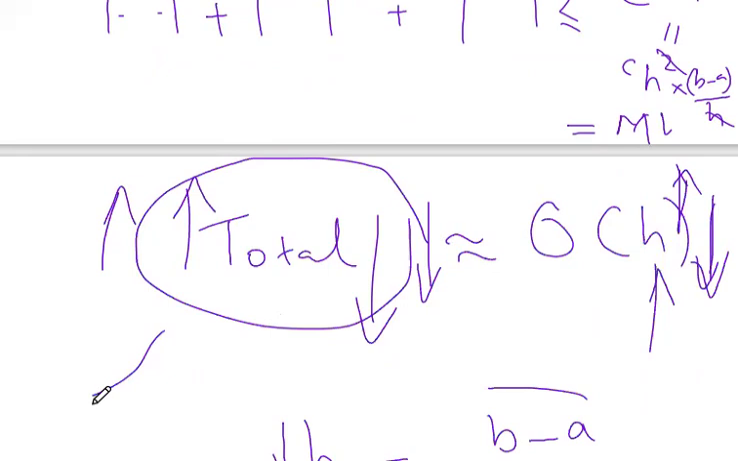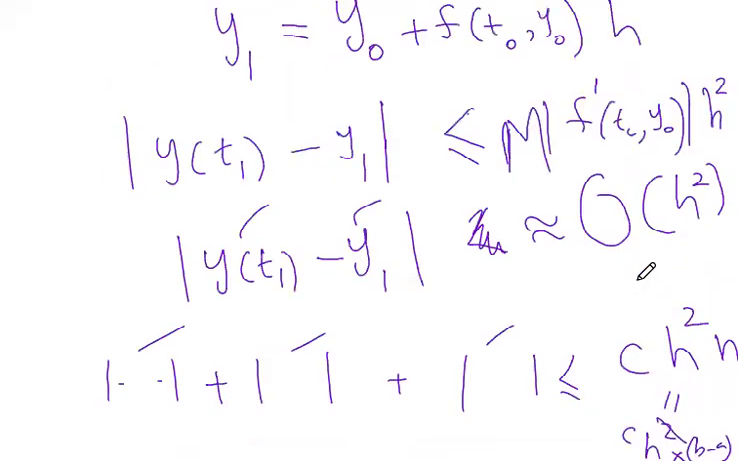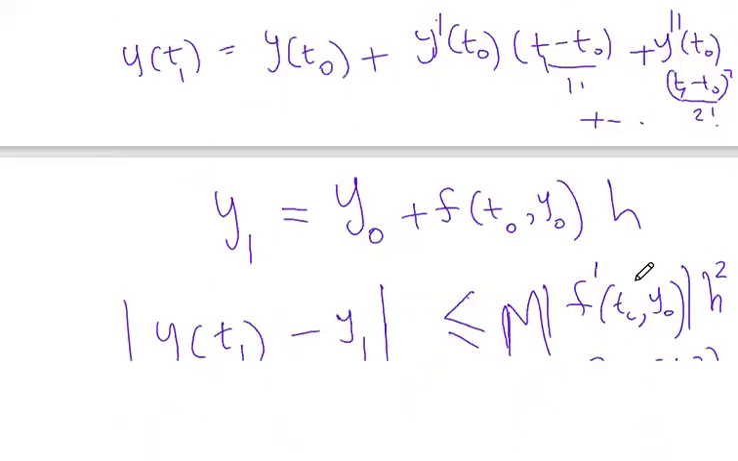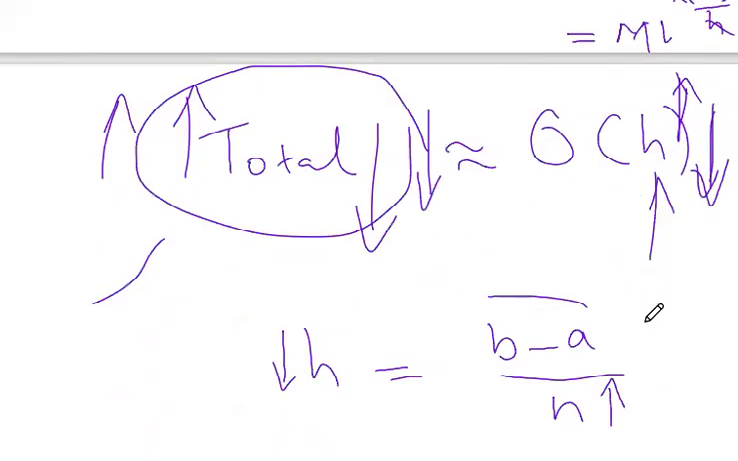But if you need efficiency, you have to minimize the number of subintervals. If you want to minimize the number of subintervals, the length of each subinterval will be increasing if this is reducing, right?